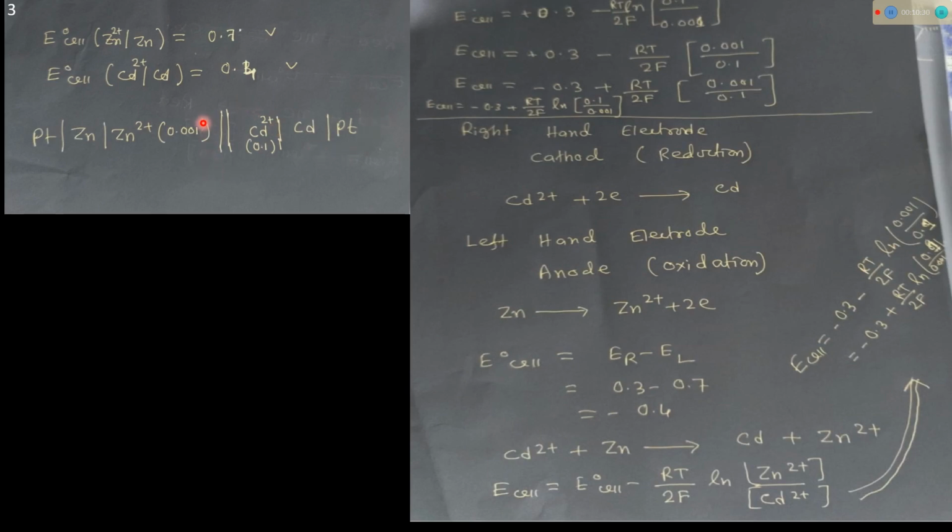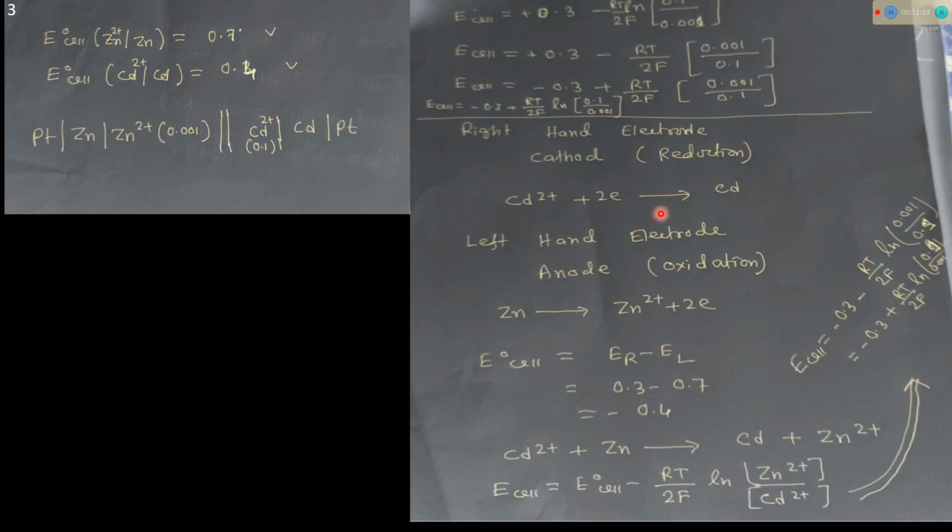So see, we all know this is the cell, and the right side of the cell is known as the right hand electrode or cathode, where reduction will happen. The left hand electrode we normally call the anode, where oxidation will happen. See here, cadmium 2+ transforms into cadmium, this means reduction. Zn transforms into Zn2+, this is oxidation. So at the right hand electrode reduction occurs, normally at the left hand electrode oxidation occurs. So right hand electrode is cathode, left hand electrode is anode.